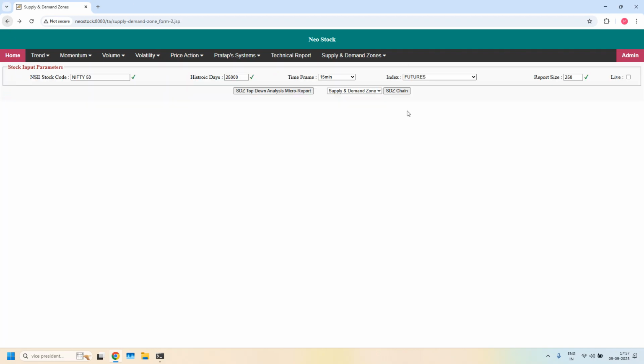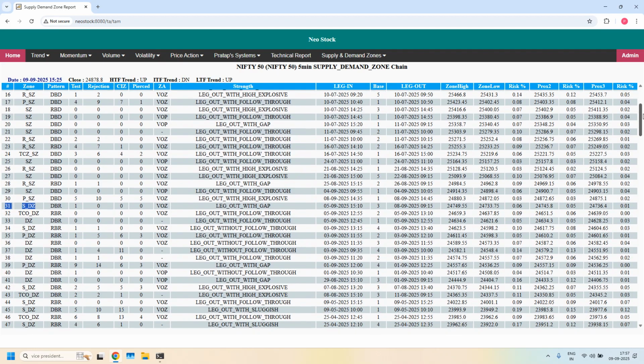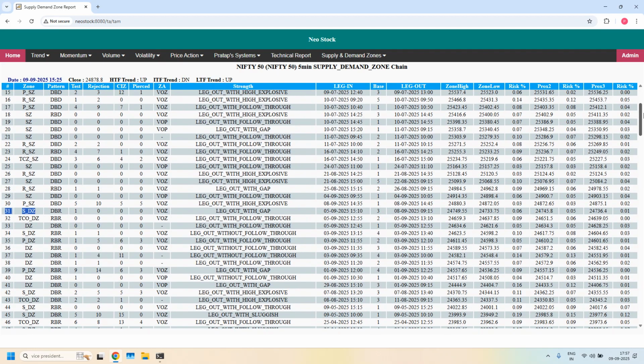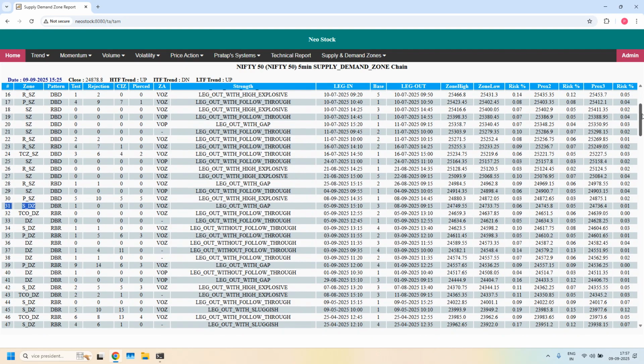Next time frame is a 5 minutes supply demand zone chain report. The nearest demand zone to the current closing price is serial number 31. I will put it in the middle of the page so that we can access equal number of demand and supply zones. So this is Nifty supply demand zone chain report.